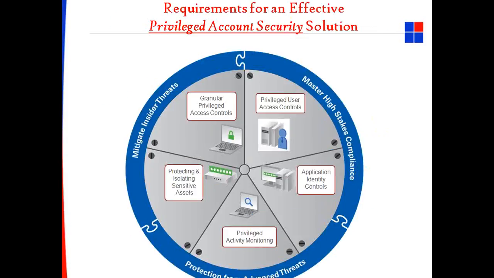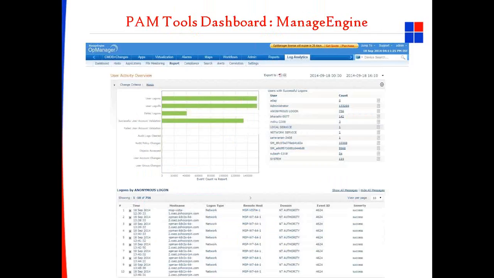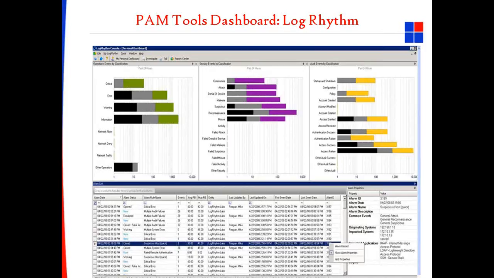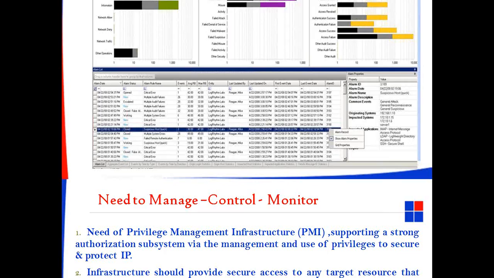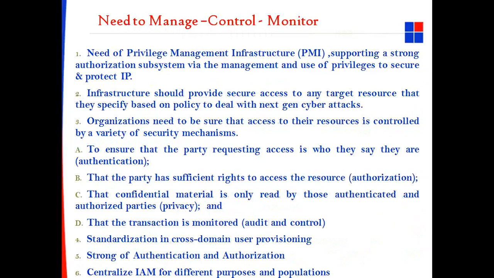So the requirements for an effective privileged account security solution: we have protection from advanced threats, mitigate insider threats, master high-stakes compliance. If you further break them down, we have application identity controls, privileged activity monitoring. We protect and isolate sensitive assets. We provide granular privileged access controls, and we also provide privileged user access controls. Out here, we have just given examples of a few tools like the ManageEngine PM tool dashboard, then the LogRhythm PM tool dashboard. Need to manage, control, monitor.